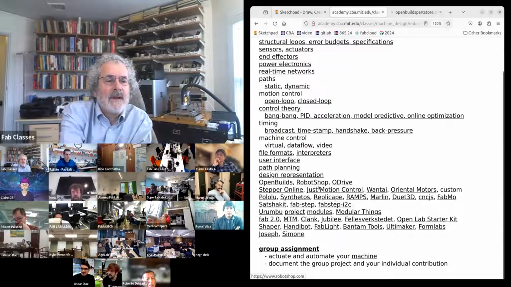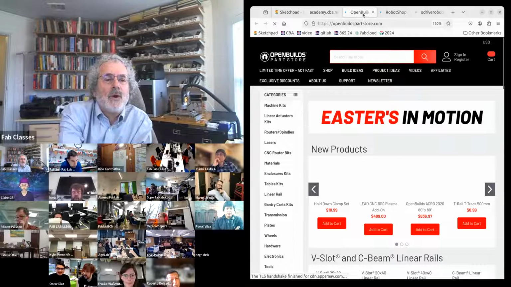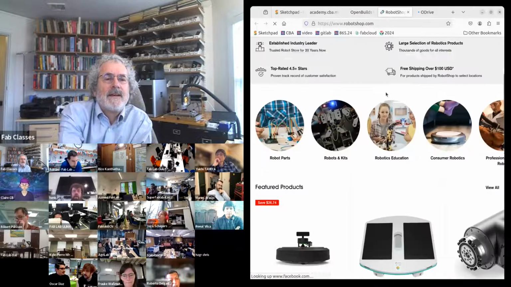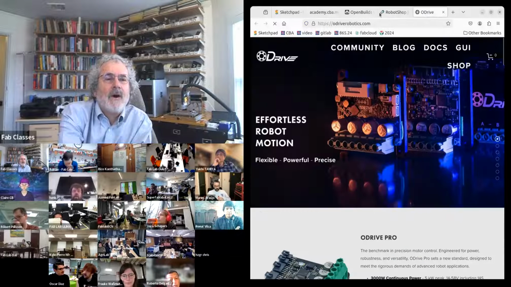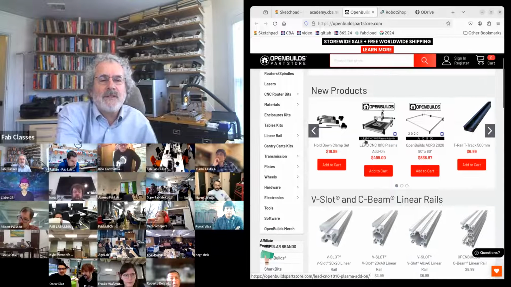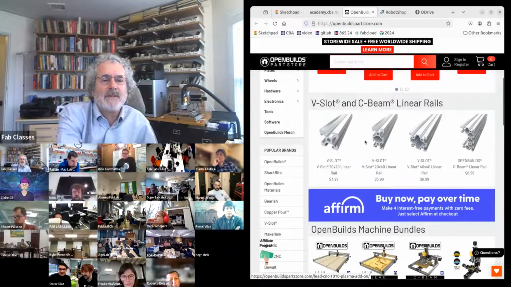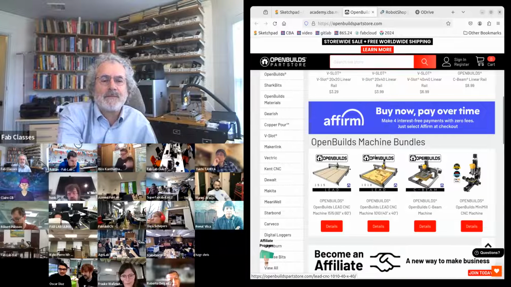So now I'll talk about lots of examples. Open Builds, RobotShop, O-Drive, all are versions of, you can buy complete finished machines from them, and you can buy all the parts to make machines. So these are vendors specifically for machine building.